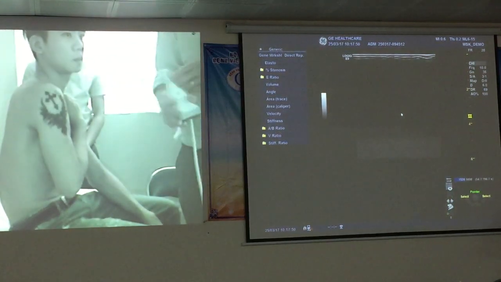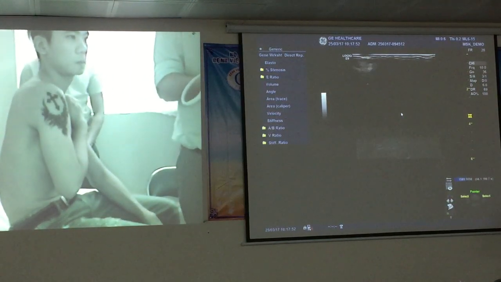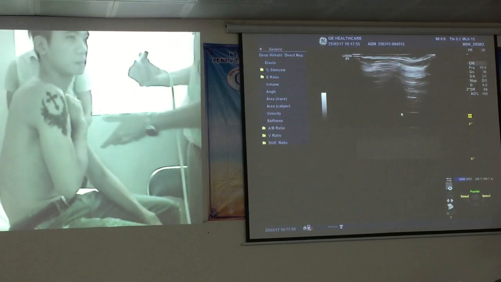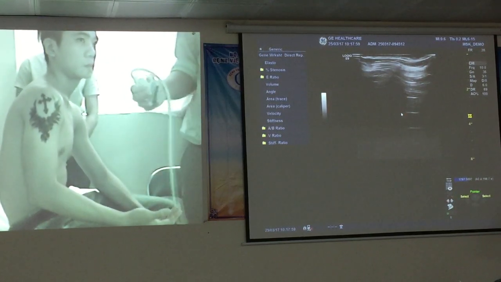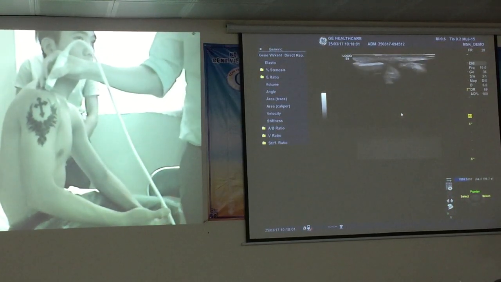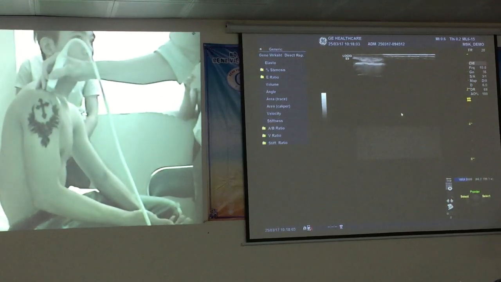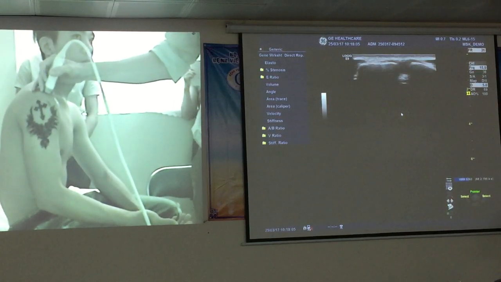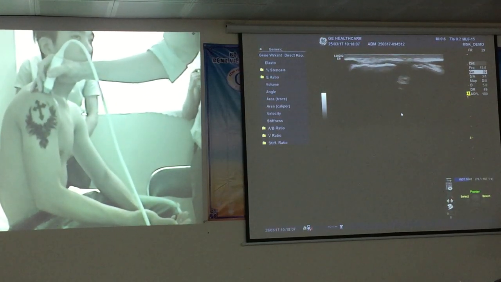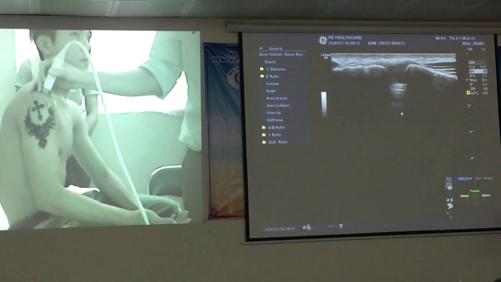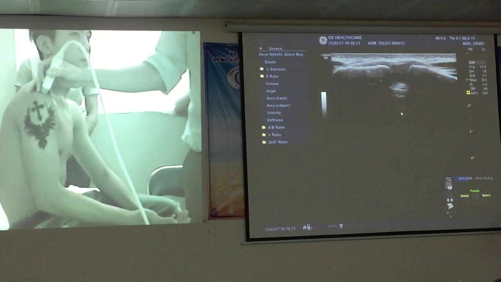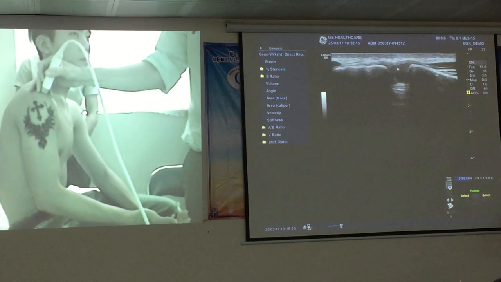From there, I'll have a look at the patient's AC joint. So just get the patient to pop their hand on their hip again. We need to move our focus up, we need to move our frequency up. So this is the AC joint. So this is the distal clavicle.